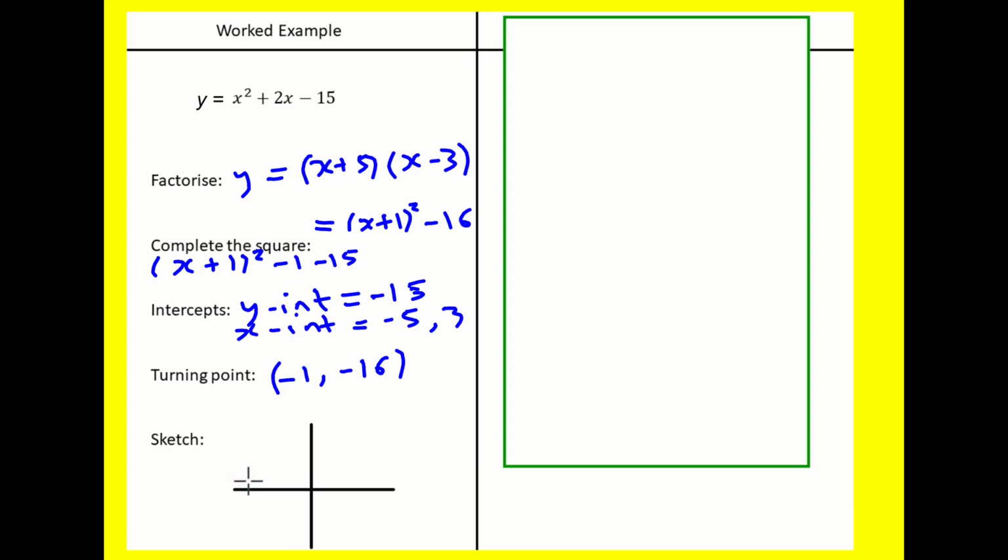So I've got my x-intercept at -5 and 3. Y-intercept at, where was it? It was -15. I'm going to draw the curve. I can see that it's going to be going down a bit further over here. And I'll just add that turning point on, which I need to write as full-on coordinates, -1, -16.